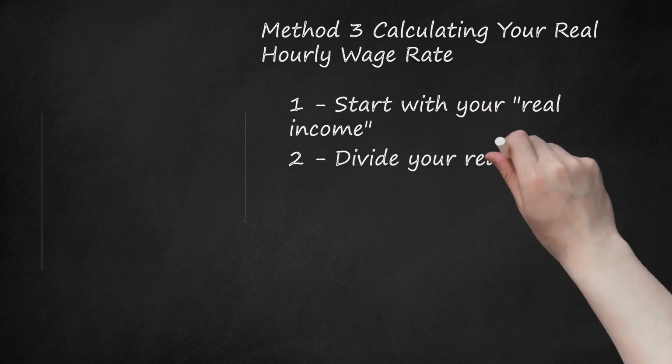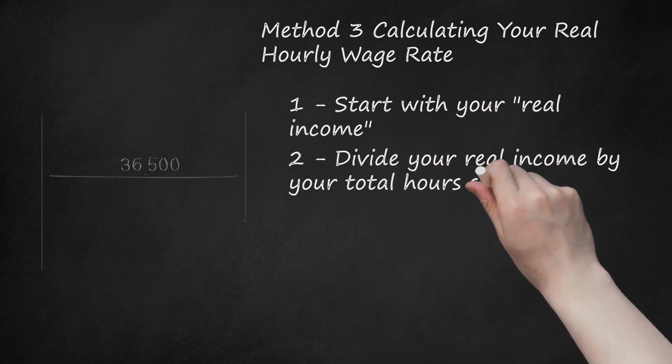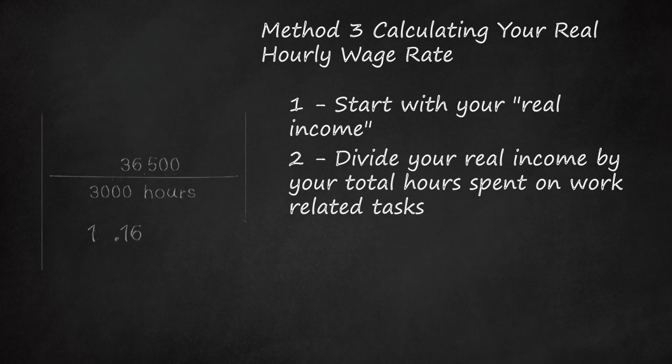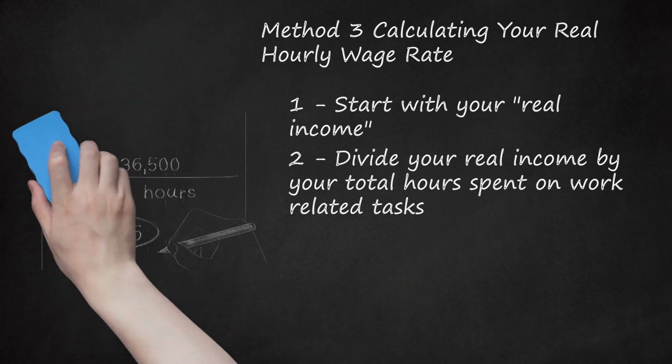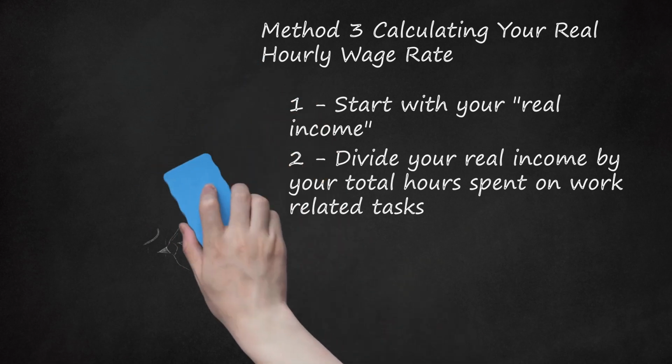2. Divide your real income by your total hours spent on work-related tasks. This is the sum of all the hours spent at work, on overtime, working at home, and commuting to work. You may have determined that this total is 3,000 hours each year. If you divide your real income, $36,500, by the total number of hours spent on work-related tasks, 3,000, you would get a result of $12.16. This is your real hourly wage.